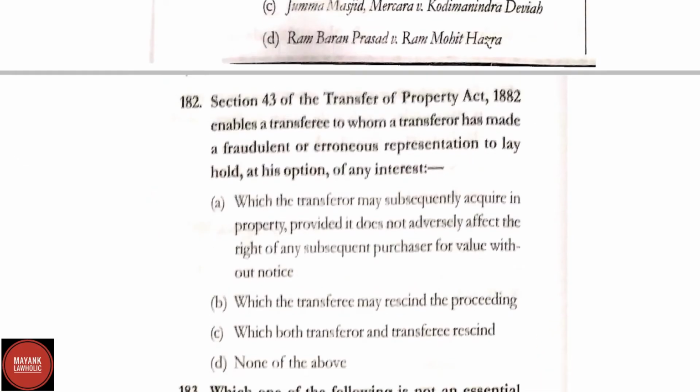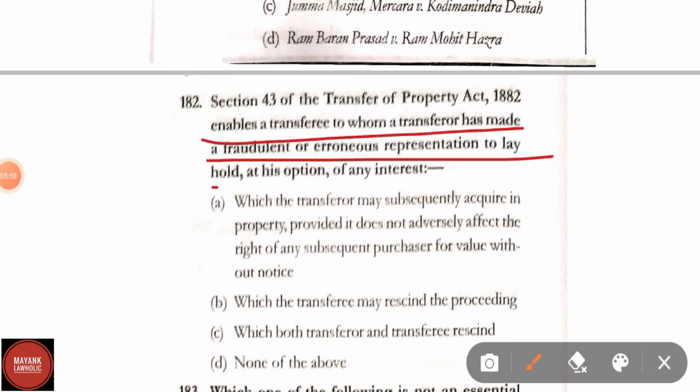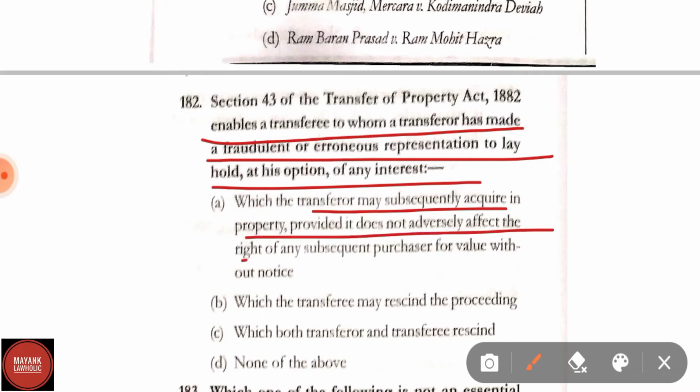Question number 182. Section 43 of the TPA enables a transferee to whom the transferor has made a fraudulent or erroneous representation to lay hold at his option of any interest which the transferor may subsequently acquire in the property, provided it does not adversely affect the right of any subsequent purchaser for value without notice. Option A is the correct answer.